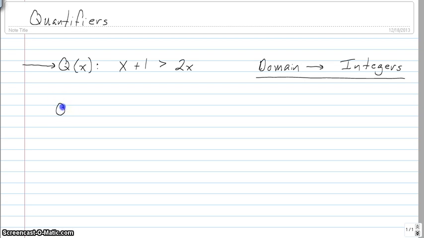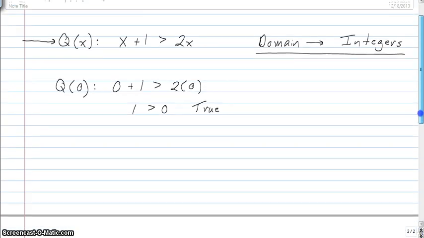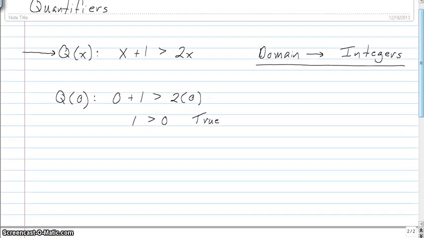So we might be asked, is Q of 0 true or false? And of course what that means is to put 0 in for x, and that would leave us with 1 greater than 0, so we can see that that's true. Easy enough there. Now the main point here is to start talking about quantifiers. There's two types of quantifiers. We've got the universal quantifier and we've got the existential quantifier.